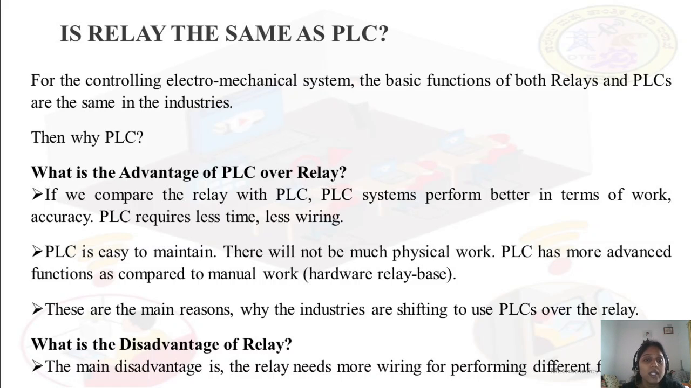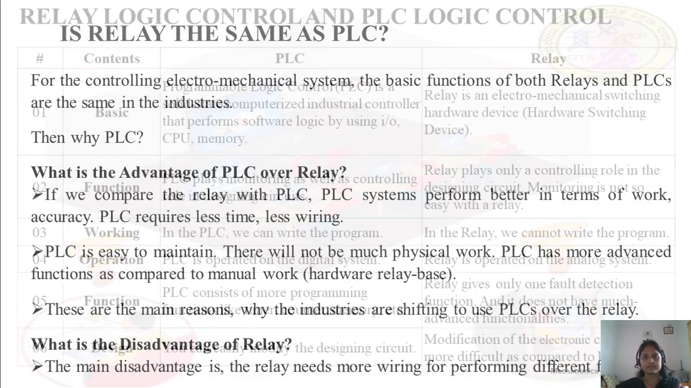What is the main disadvantage of the relay? The main disadvantage of the relay is that it requires more wiring for performing different functions. It has very elaborate wiring and also more components. So that is why today they prefer PLC over relay.